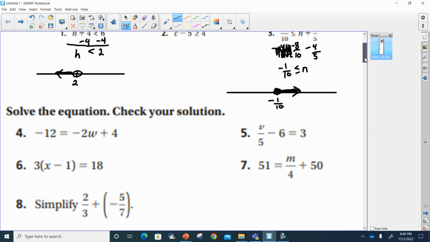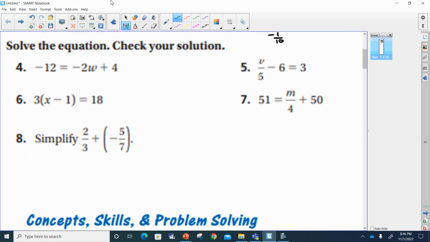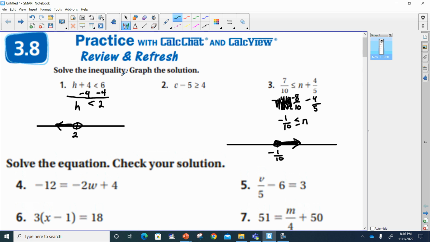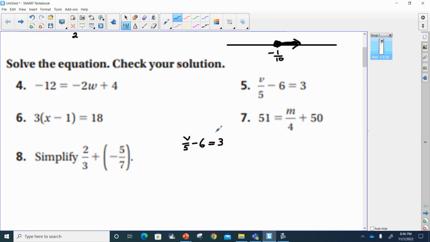Next, we're going to go down to number 5. It says, solve the inequality, check your solution. I'm going to work this down here to give me some room. We got v over 5 minus 6 is equal, these are equations, to 3. Okay, we're not dealing with inequalities this time. We're dealing with equations, which means we get one answer. I do not have to graph anything.